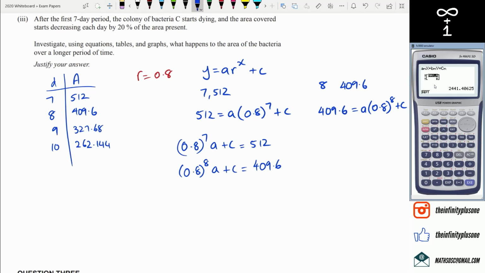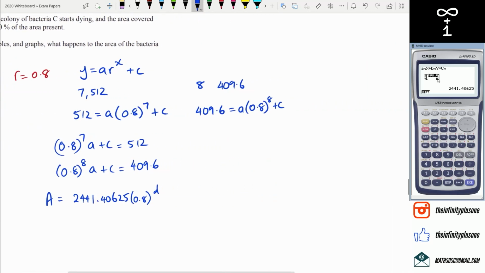So calculating this, I've actually got my A and C value. So I can pretty much write this equation as y is equal to this ugly number, 244, I'm just going to write the whole thing, r to the power of x, or in this case, it's going to be d. And of course, I shouldn't have that as y. That should be a. And I also know what my r value is, which is 0.8. So that's the equation there.